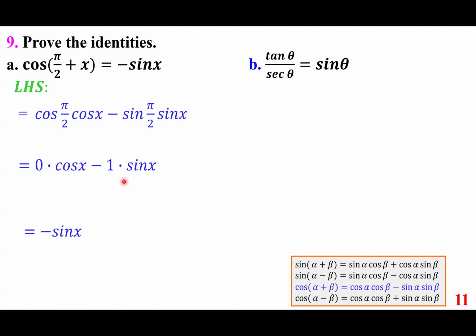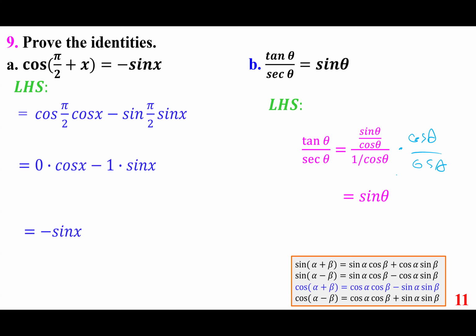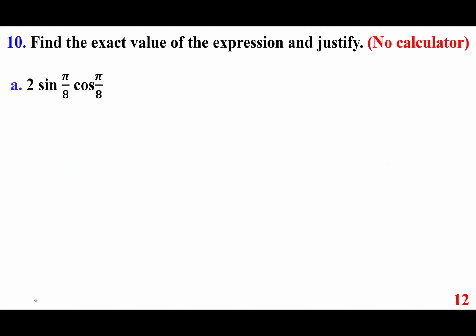What about this one? Again, we start from one side, the left-hand side, and tangent over secant becomes sine over cosine over 1 over cosine. And if you multiply the top and the bottom by cosine, I hope you realize the cosine goes away and you get sine theta over 1, which is sine.